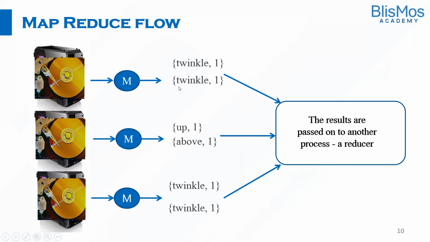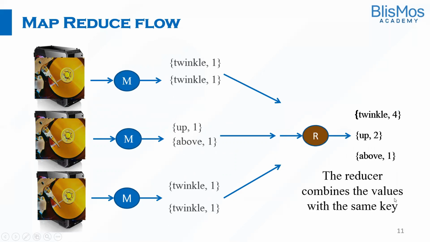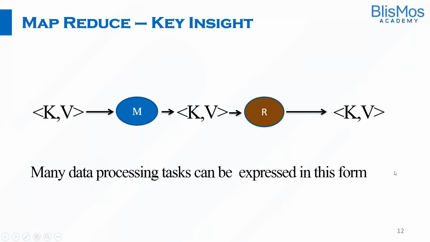Now, the output from each of the mappers is passed on to another process called the reducer. You can see here that each of the mappers has worked in parallel and produced results, and they are sent to the reducer. What the reducer does is combine the values with the same key. For example, we have twinkle repeated 4 times here. It will take the values of the same key and combine them. That is how the reducer step works.